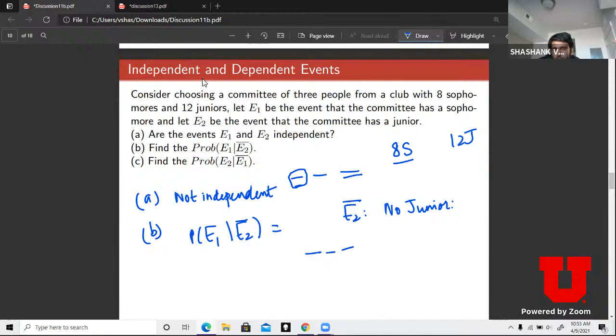Choosing all 3 places of the committee to be sophomores would be 8C3 divided by the sample space. Our sample space is no junior, so that would also be 8C3, because we'd have to be choosing all 3 to be sophomores. So the probability will be 1.